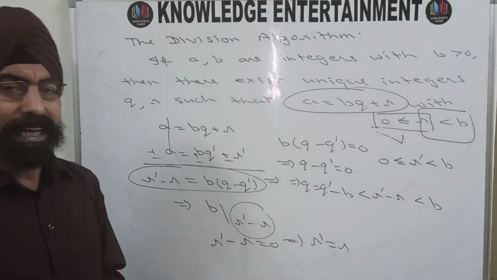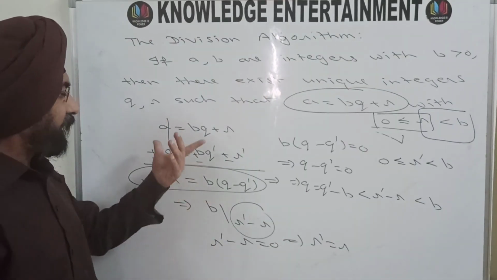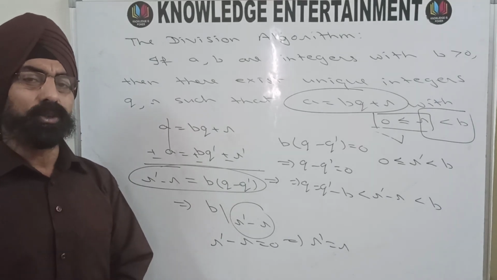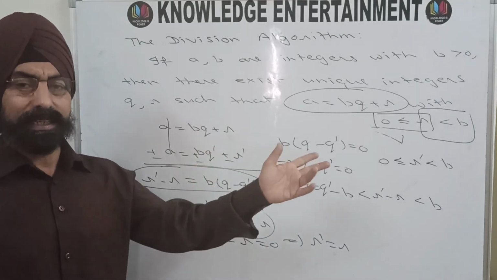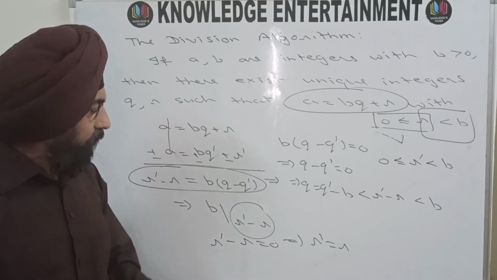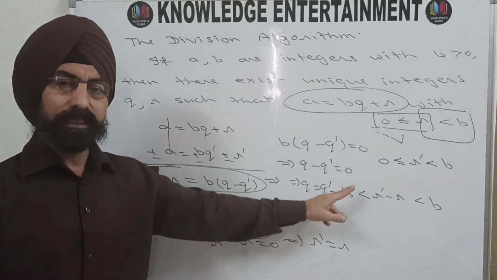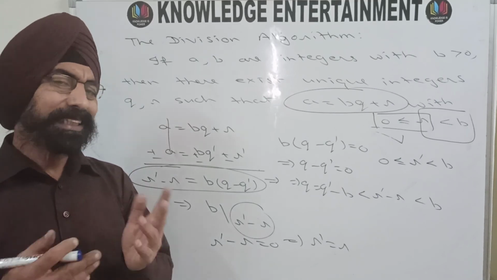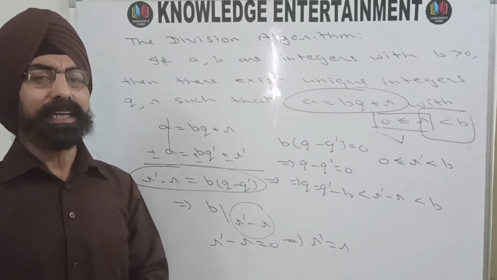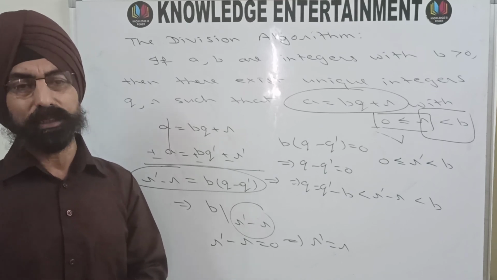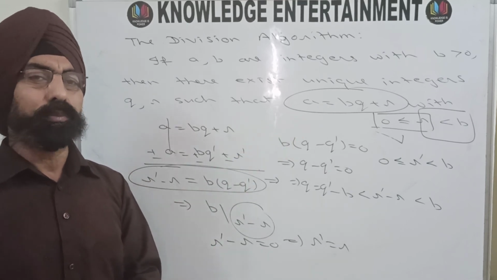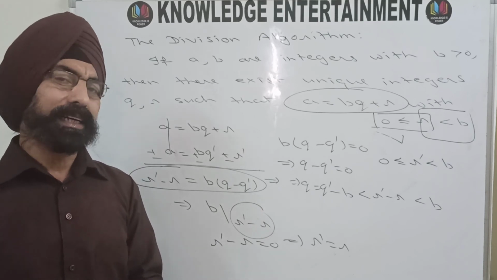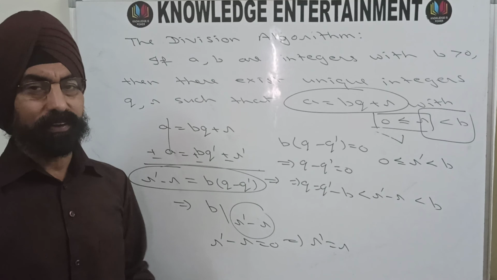So if you take another set Q dash and R dash satisfying A equal to BQ dash plus R dash, with R dash lying between 0 and B, greater than or equal to 0 and strictly less than B, then R comes out equal to R dash, and Q comes out equal to Q dash, proving the uniqueness of Q and R. So this set of integers Q and R is a unique set. So there is a unique solution for this equation A is equal to BQ plus R with R greater than or equal to 0 and strictly less than B. So this is the proof of the division algorithm.